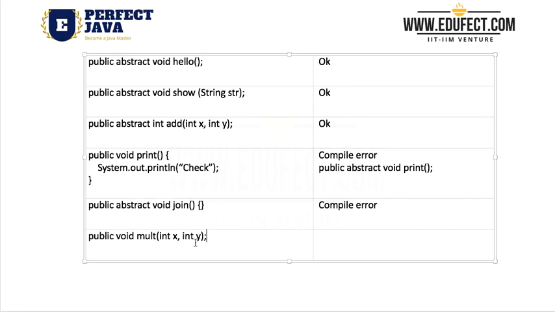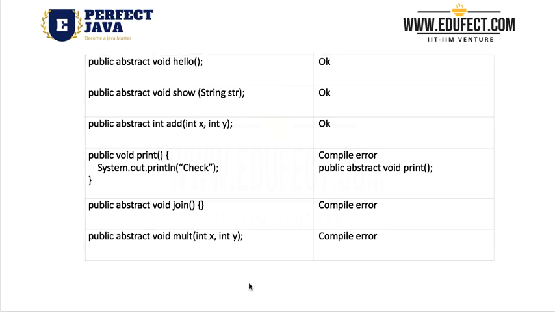Let's look at the final example, public void mult int x comma int y followed by a semicolon. In this case, do we have an implementation? No. But because there is no implementation, it should be defined abstract. Have we defined it? No. So again in this case we will get a compile error. How can we remove the compile error? We should define this method as abstract. Okay, so if we had defined this method as abstract, there would have been no compile error.